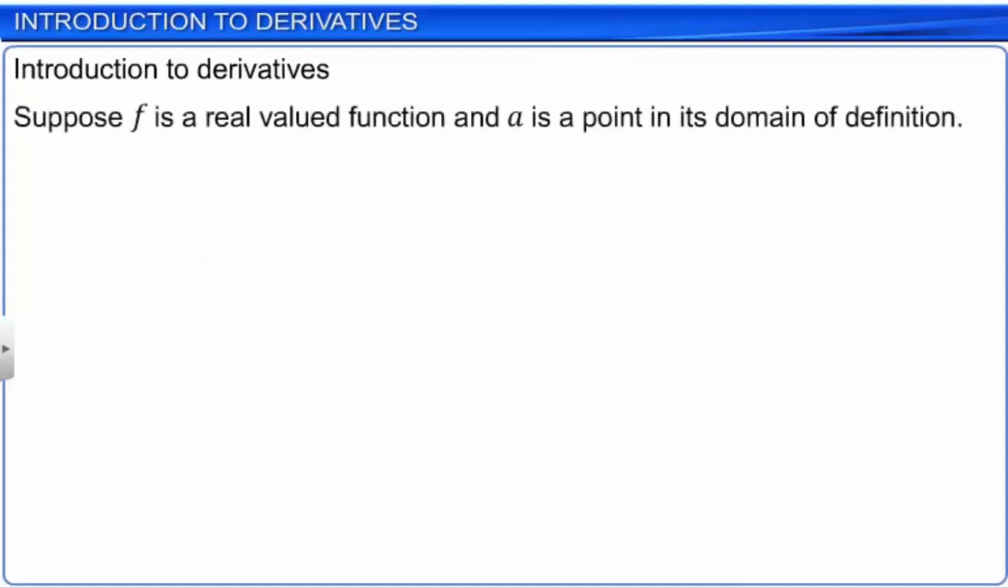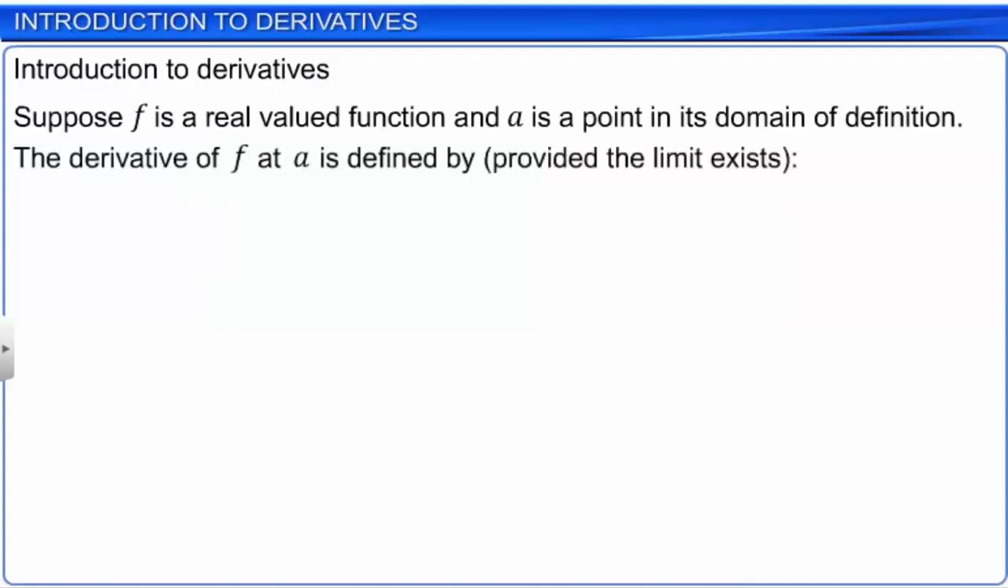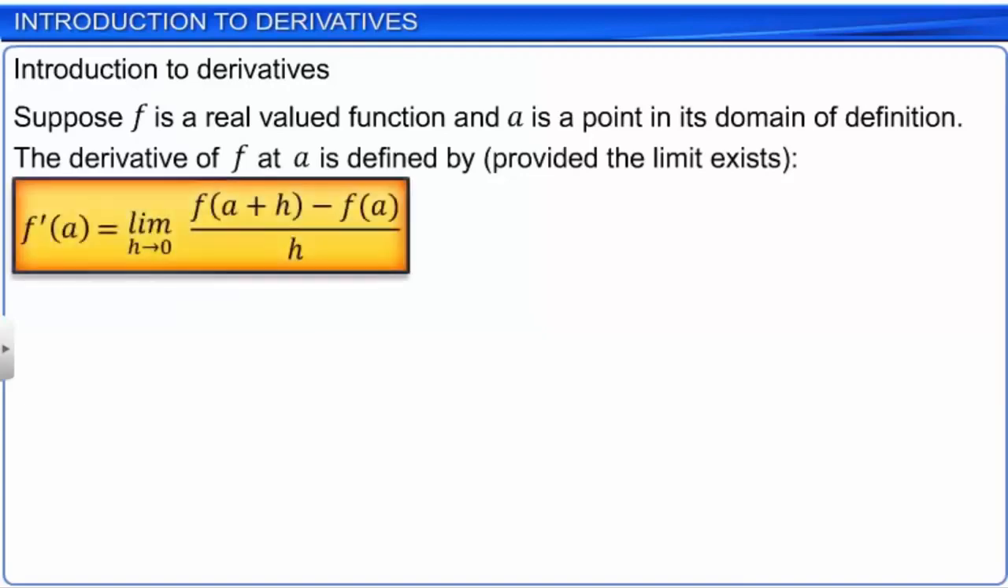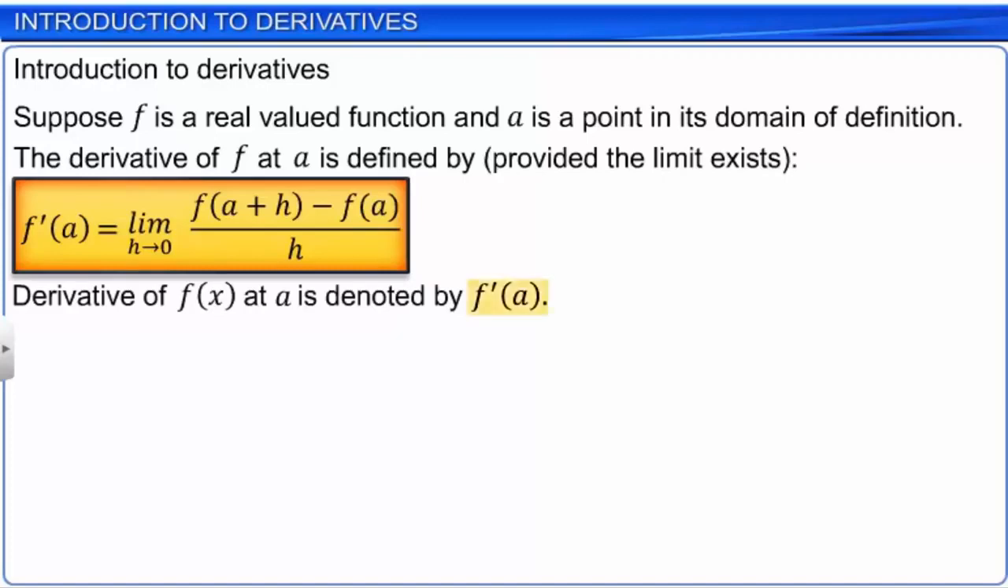Suppose f is a real valued function and a is a point in its domain of definition. The derivative of f at a is defined as shown. The derivative is defined provided the limit exists. Derivative of f of x at x equals a is denoted by f dash a. To understand the definition better, we will see an example.